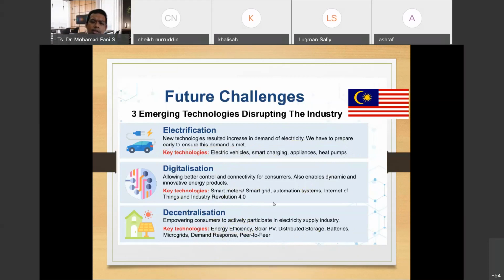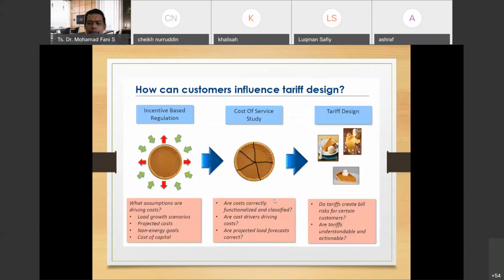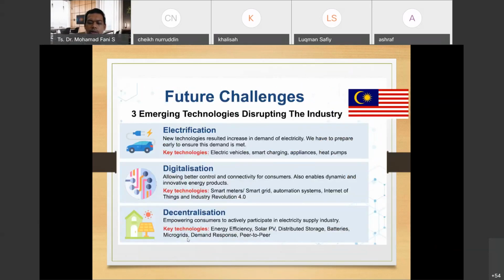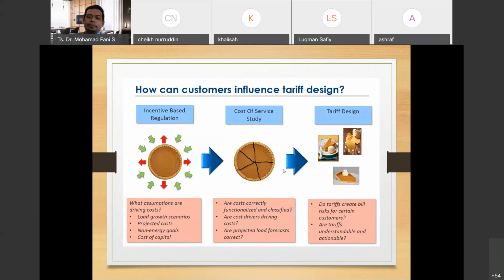That's all the challenge for the future. Try to get involved and have some knowledge on this kind of key technology that has been highlighted by the government.